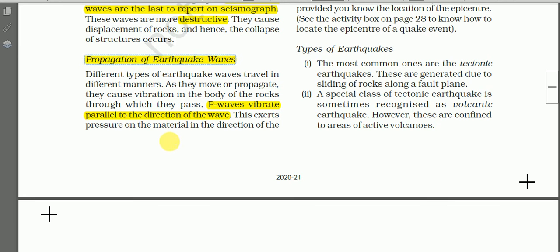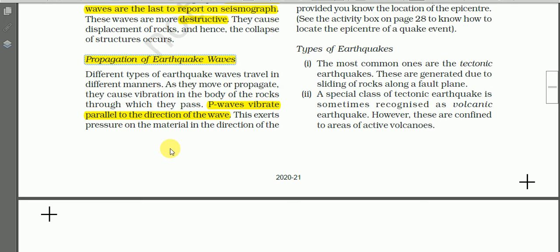So let us continue. Propagation of earthquake waves. It means, how do earthquake waves move? That is propagation of earthquake waves. Now let us read. Different types of earthquake waves travel in different manners.